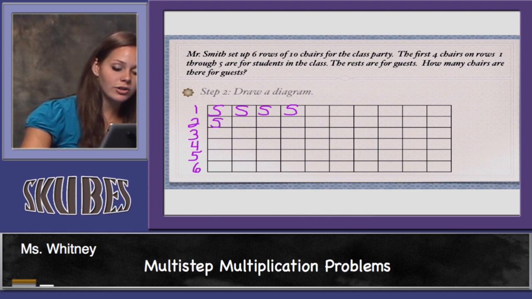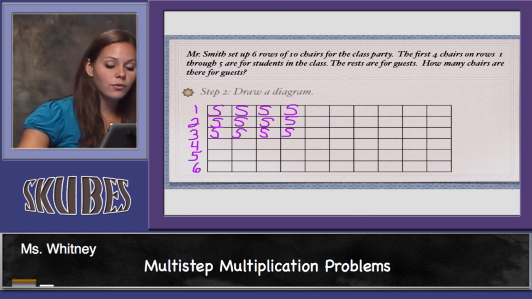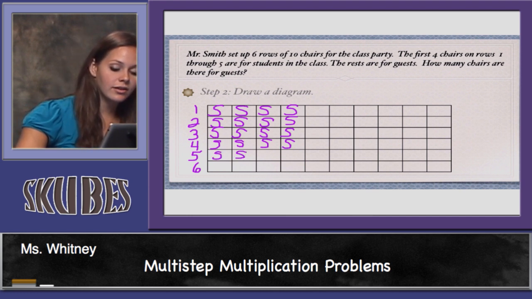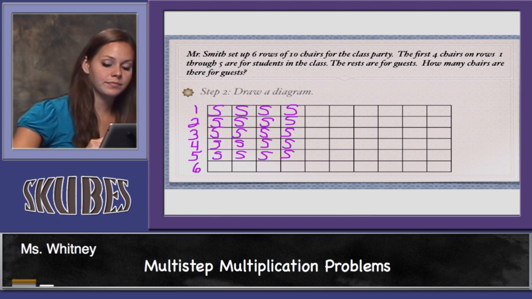On my second row, I'll draw 4 chairs for students. On my third row, I'll draw 4 chairs for students. On my fourth row, I'll draw 4 chairs for students. And on my fifth row, I'll draw 4 chairs for students.